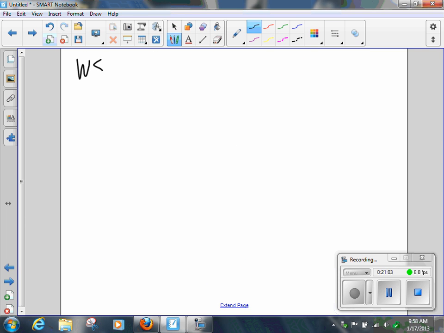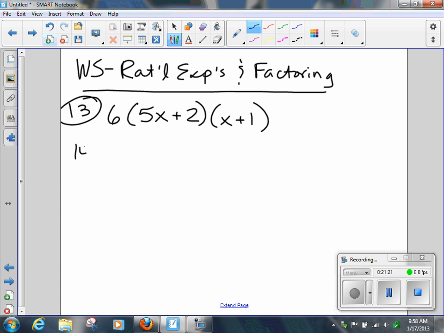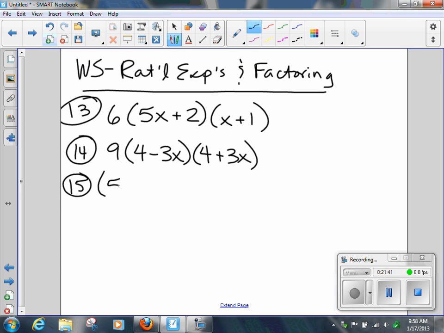This is the worksheet on rational expressions and factoring. Number 13, your factors are 6 times the quantity 5x plus 2 times the quantity x plus 1. 14: 9 times the quantity 4 minus 3x times the quantity 4 plus 3x. 15: 5b minus 7 times the quantity 5b plus 7.